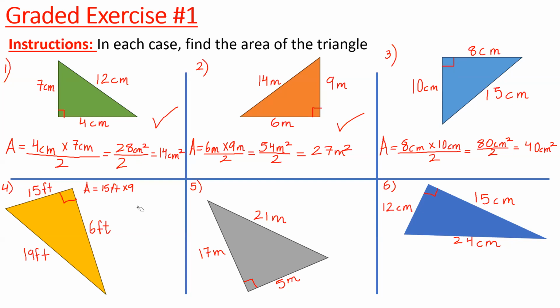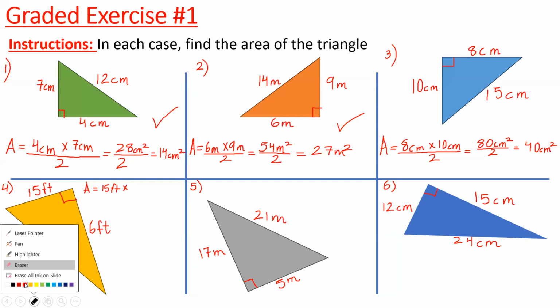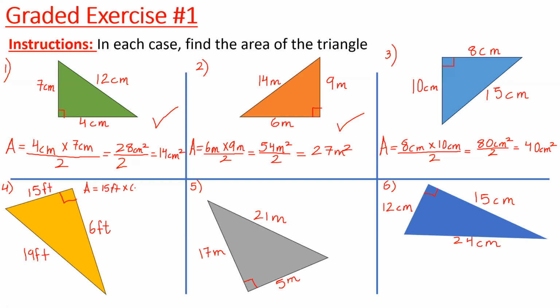So it's going to be 15 times 6, which is what? 90. All divided by 2. We can't forget that divided by 2. So A is going to be equal to 90 feet squared divided by 2. And so the answer is 45 feet squared. Very good.